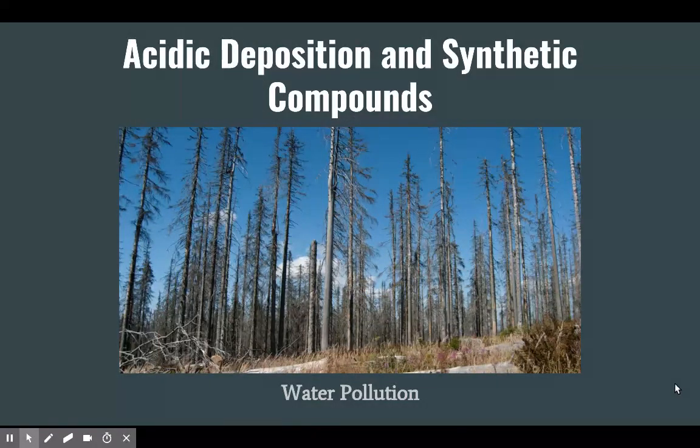We've already looked into the major metallic pollutants that we find in water: lead, mercury, and arsenic. Now we're going to look at how water gets polluted through acid deposition and also synthetic compounds. Before we get going on the acid, synthetic just means man-made, and I'll reiterate that as we move on.